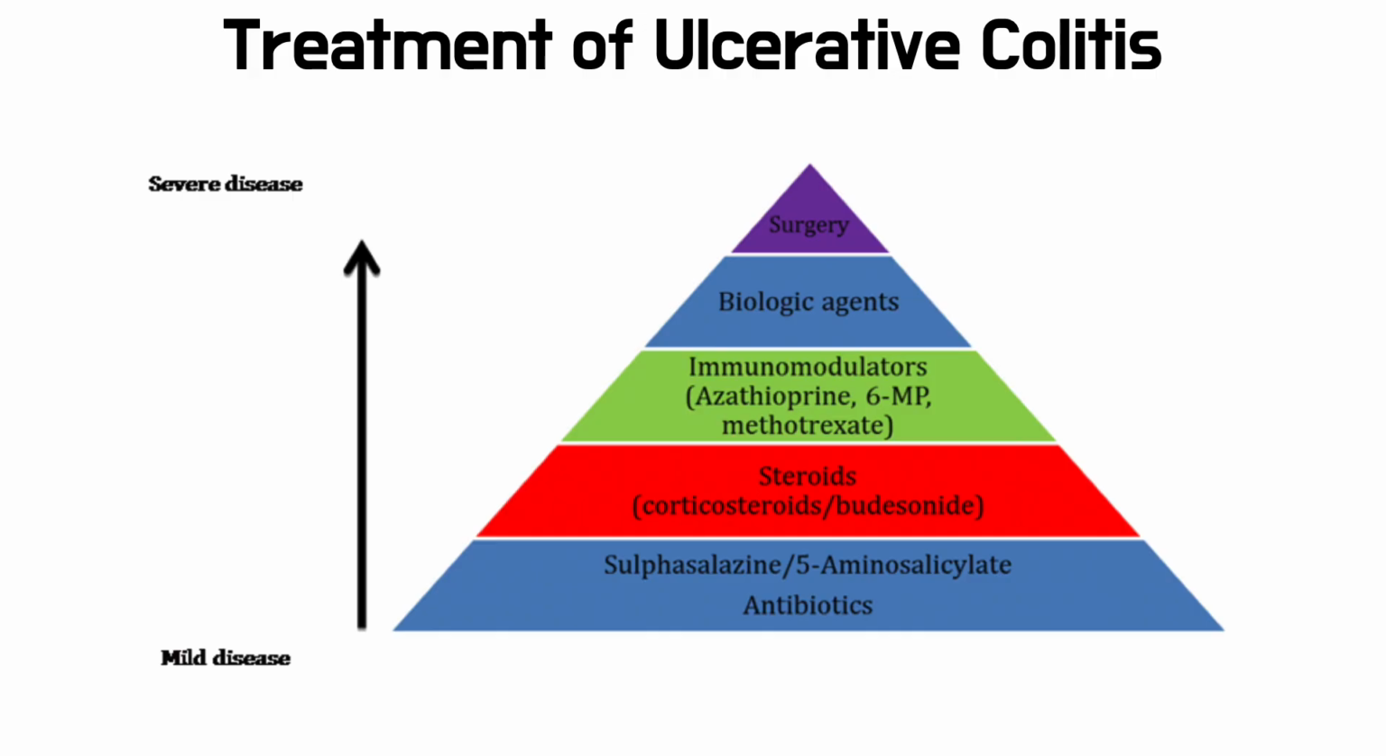So if all of this doesn't work out, then you have to do the surgery, that is colectomy, right? The most commonly done surgery in ulcerative colitis is total colectomy, right? So colectomy with end ileostomy. So that is the most common surgery done in ulcerative colitis. So the surgical treatment of ulcerative colitis is definitive treatment. So you have to follow that.